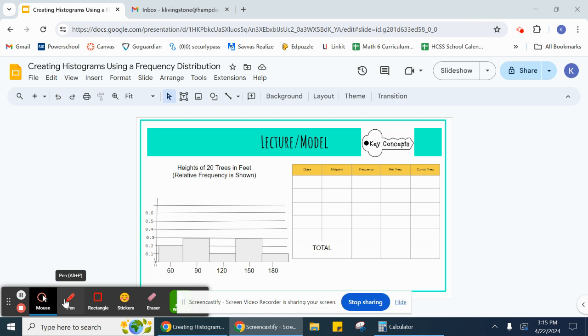In this video, we are going to continue our work with histograms, and we are going to be working with frequency tables being made from a histogram. As we can see here, we have the height of 20 trees. That number 20 is going to be important, and the frequency of each class. We can see that the relative frequency is shown, meaning the percentage of the data, not the actual number of trees. This is just a percentage of the total data.